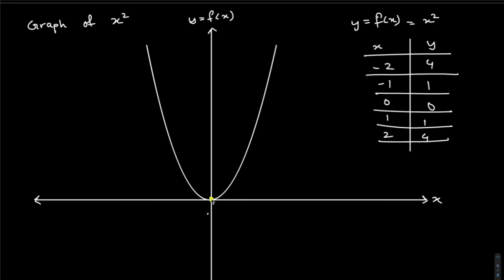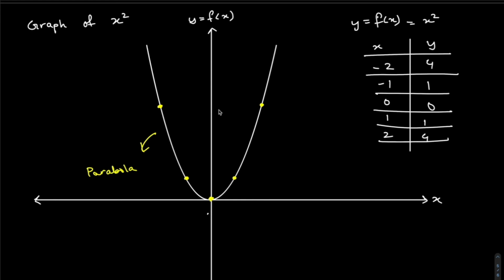So 0, comma 0 is right here. 1, comma 1 is here. Minus 1, comma 1 is here. 2, comma 4 is probably somewhere around here. Minus 2, comma 4 is probably somewhere around here. So like this, I have my normal parabola. Nothing too crazy, very simple. You just have to plug in the values and get an output.